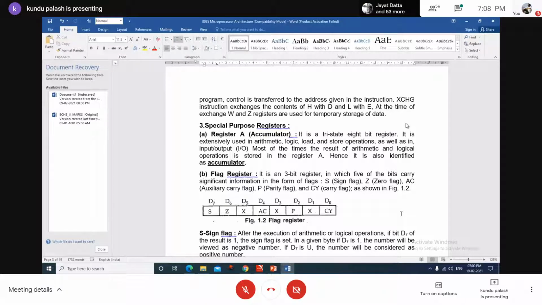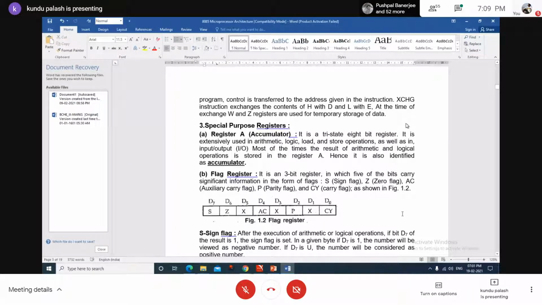Now, how will the carry be generated? That means generated means when the bit will be set to 1. Otherwise, normally all these flag bits will be reset to 0. That means initially, when the microprocessor is just powered on, the content of the flag register at the initial state will be all 0. But if the microprocessor performs an arithmetic or logical operation, depending on the nature of the operand, carry flag may be set, parity flag may be set, auxiliary carry may be set, zero flag may be set, and sign flag may be set. So we will discuss under what circumstances or condition the individual flag bit will be set or reset, and that will be stored in the flag register.